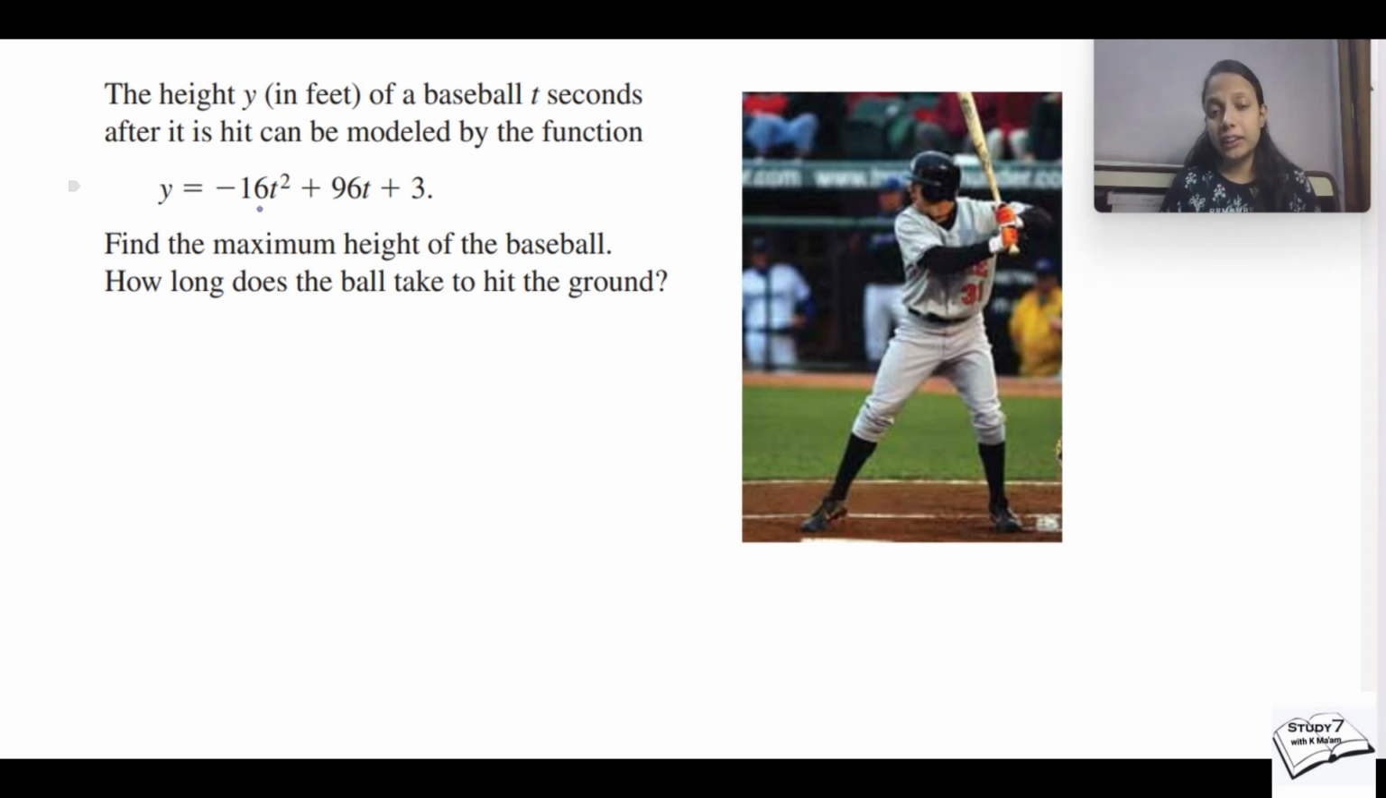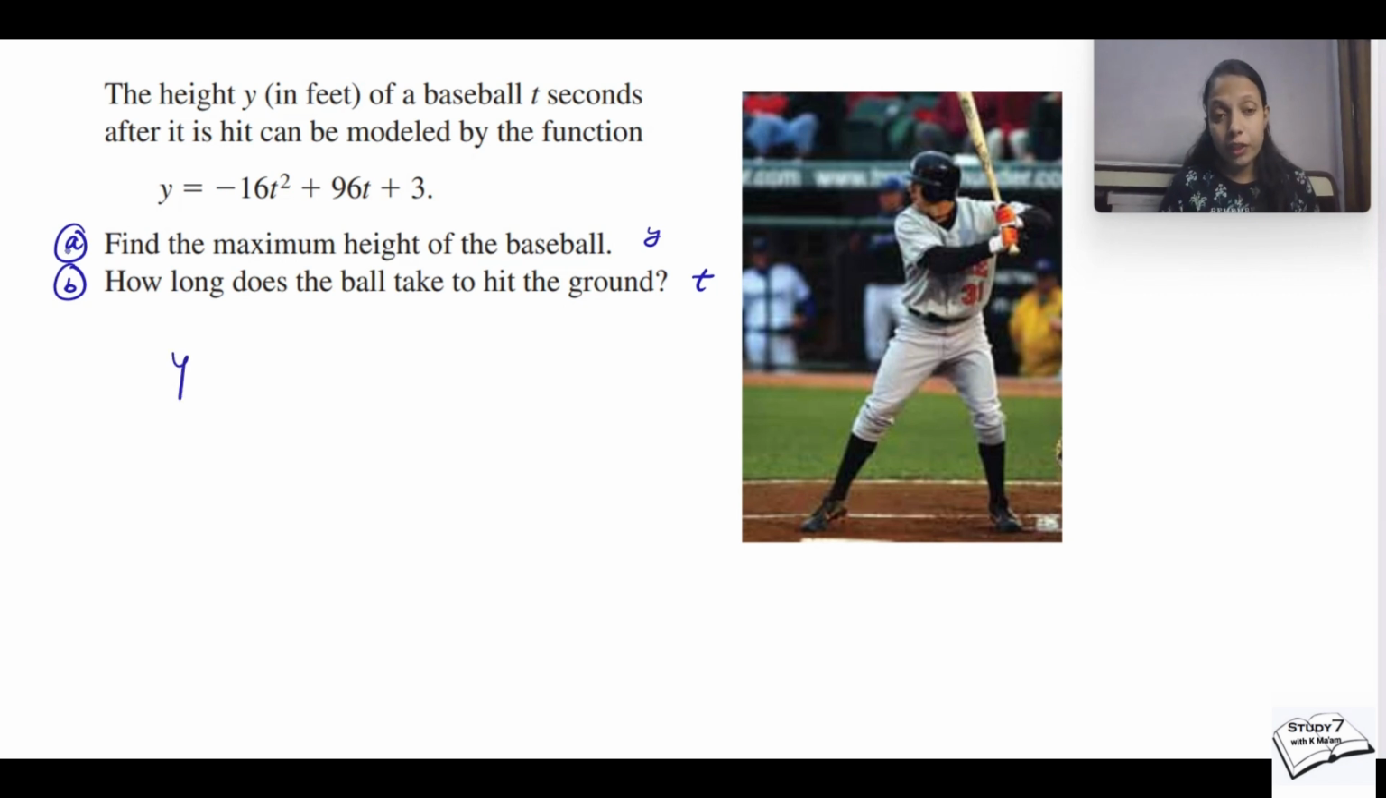First it says maximum height, then it says how long does the ball take to hit the ground. So basically it is asking for the t value and this is asking for the y value. When we calculate the vertex, we get a coordinate x comma y. In this case, the coordinate will be t comma y. So part A is asking for y, part B is asking for t. So basically we have to calculate the vertex.